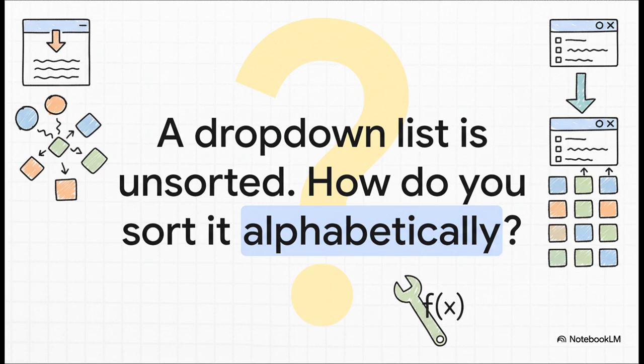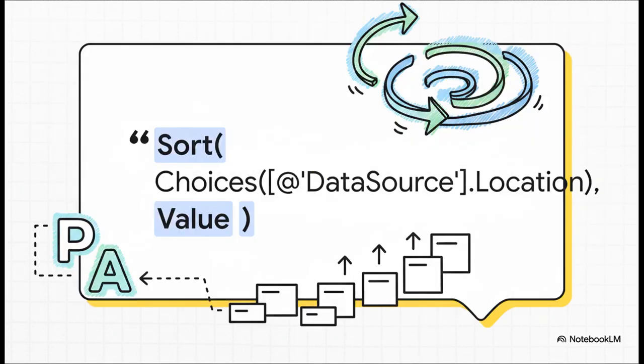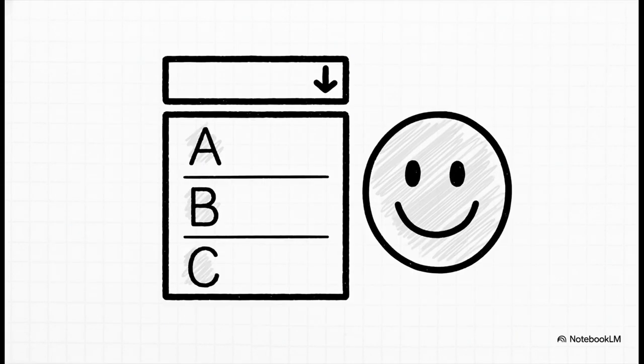It forces your users to scan up and down the list, and it just looks messy. So how do we fix this? The fix is one beautiful, simple function, Sort. That's it. You just take the original formula you had, the one using Choices to get the list of locations, and you literally just wrap the Sort function around it. The Value part at the end just tells it, hey, sort these alphabetically. It's that easy. And there you have it, a perfectly alphabetized list.